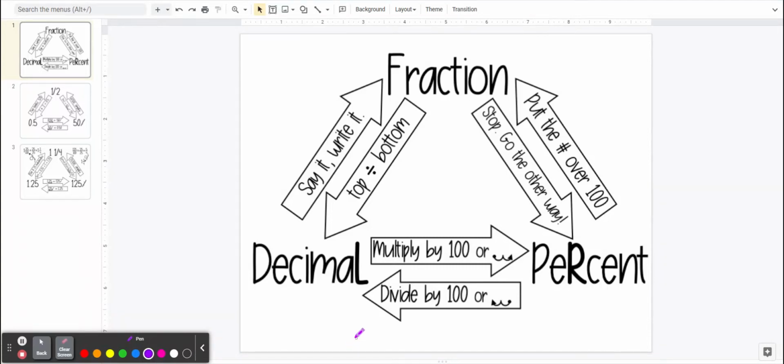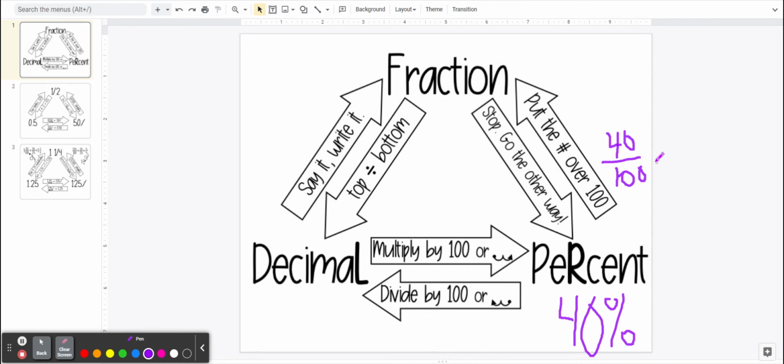All right, for this next example, I'm going to start with a percent this time. I'm going to start with 40%. Okay, so I can convert it to a fraction or to a decimal. I'm going to do percent to fraction first. So I'm going to write this number over 100, and I'm only going to look at the 40. So put that over 100.